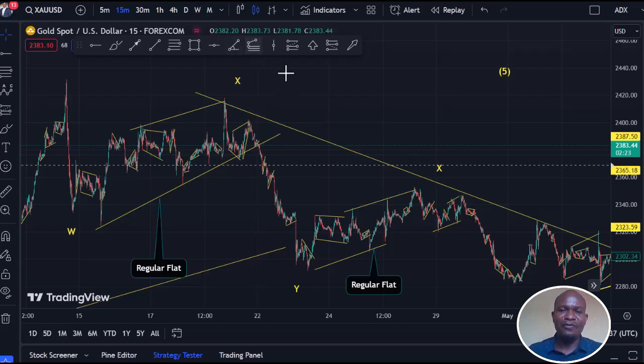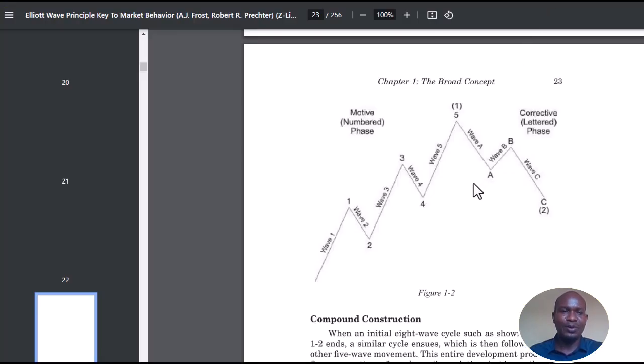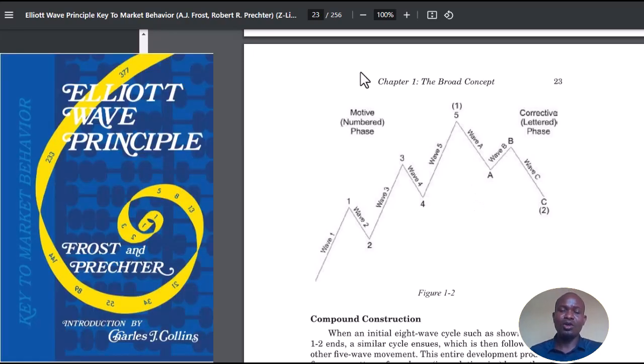market. Okay, so before we start, I want to share this book with you guys. This is Elliott Wave Principle, Key to Market Behavior by A.J. Frost and Robert. From this book, it's a comprehensive book on Elliott Wave. Now, this book explains that a wave is a directional based movement in any financial market.